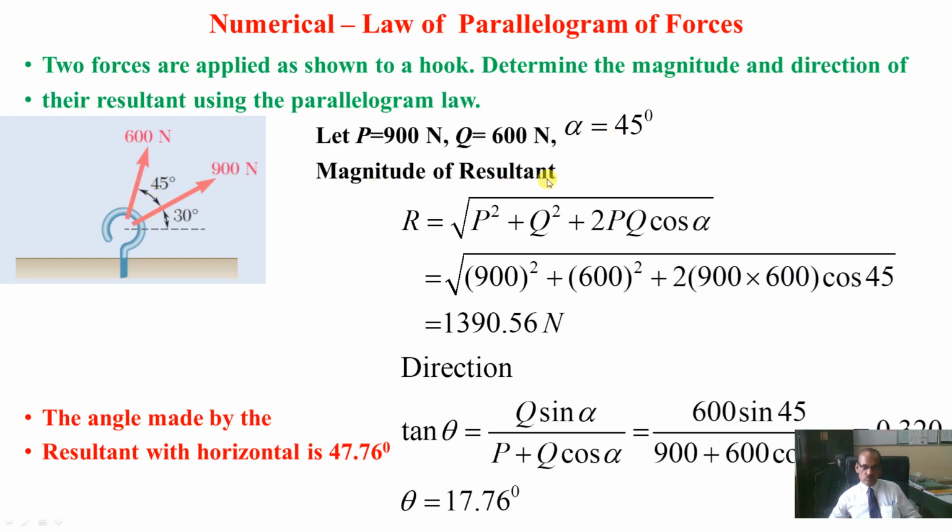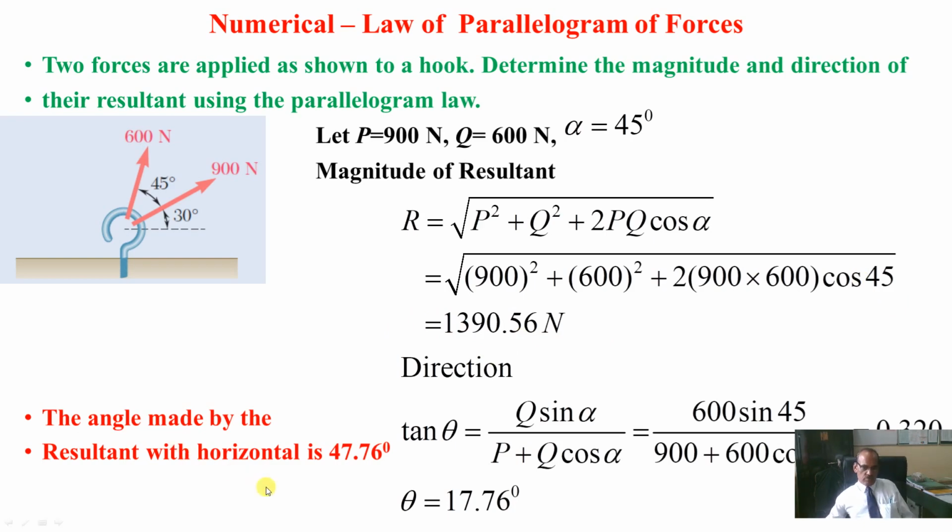And how much is it? 45. So the magnitude of the resultant R will be the square root of P squared plus Q squared plus 2PQ cos alpha. So 900 squared plus 600 squared plus 2 times 900 into 600 into cos 45, which is the angle between these two forces. So you will get a resultant of 1390.56 Newton.